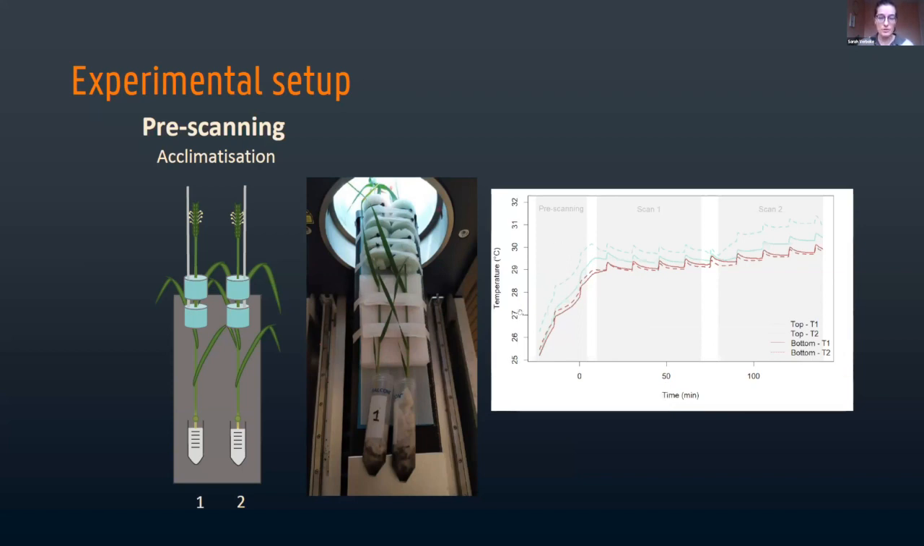So we put the plants in the scanners for an hour or a small hour. And we didn't cut the stems yet at that point. So we left the roots in this falcon tube with a moist paper towel to make sure that there was enough water flowing in the plants and they wouldn't dehydrate yet.